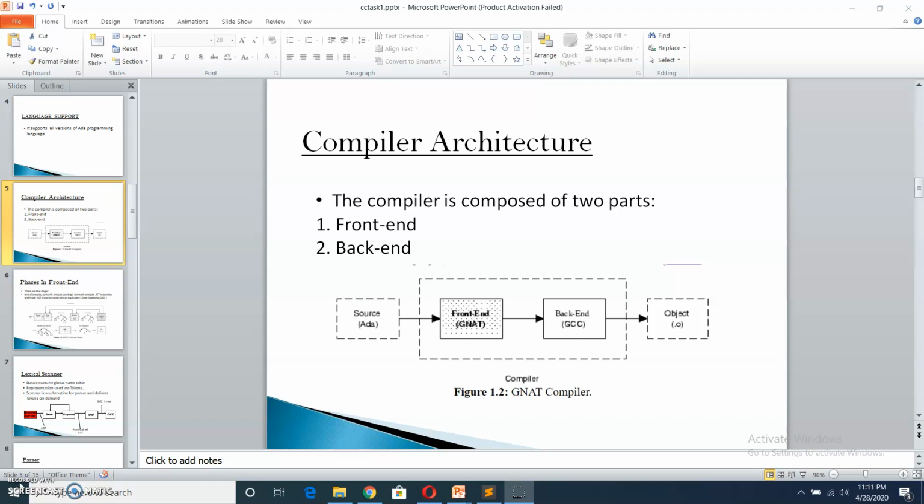Next up is the compiler architecture. The GNAT compiler is composed of two main parts, the front-end and the back-end. The front-end is written in ADA 95 and the back-end is the GCC backend extended to meet the needs of ADA semantics.